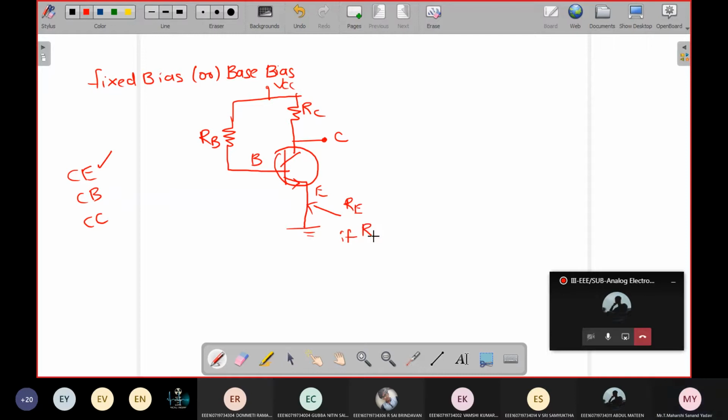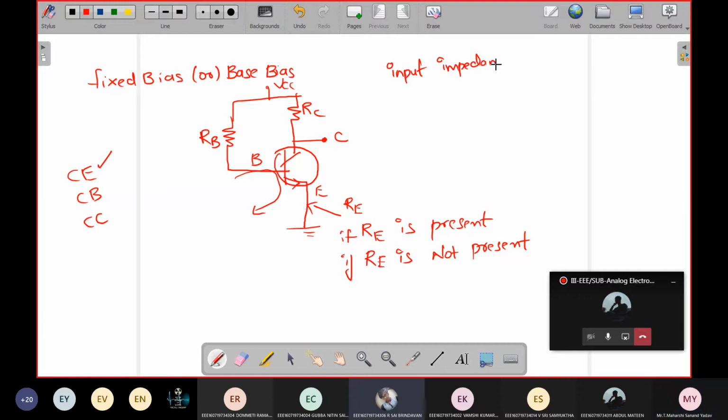You tell me. If RE is present, what will happen? If RE is not there, what will happen? Are there any modifications? Generally, sir, it is nothing. Any of it is getting grounded. Okay, it is grounded. Then it will have some effect on the input impedance as well as the output impedance. If the emitter is grounded, there is no emitter current. Yes, no emitter current. You draw the equivalent diagram for this.